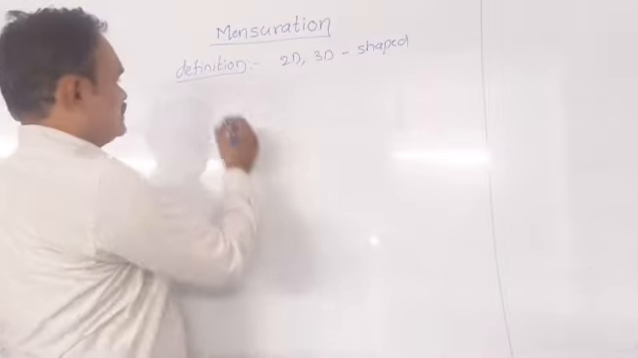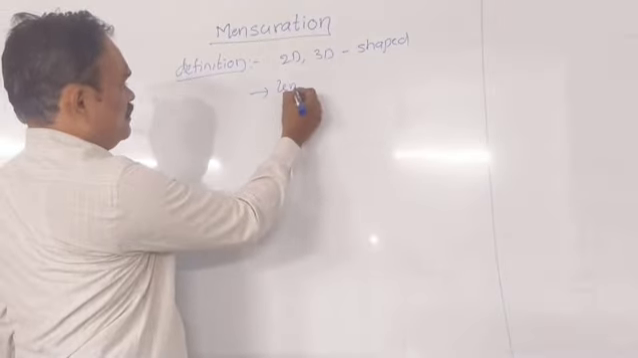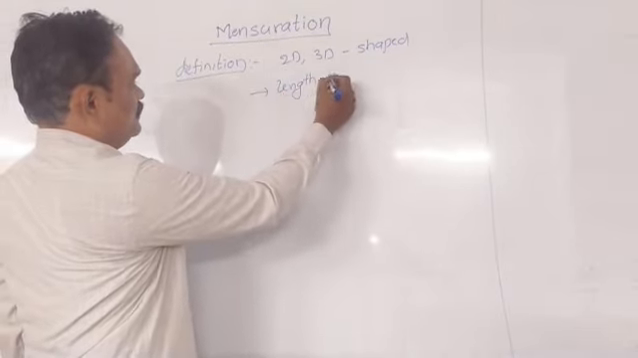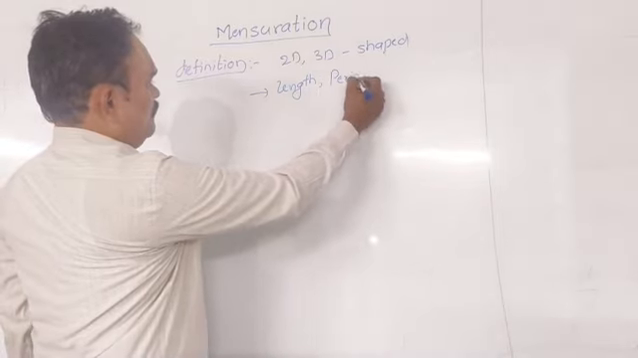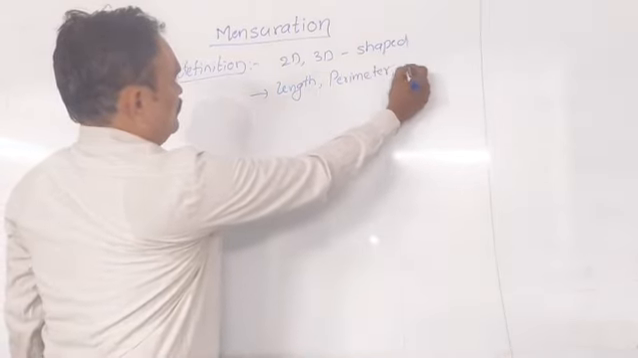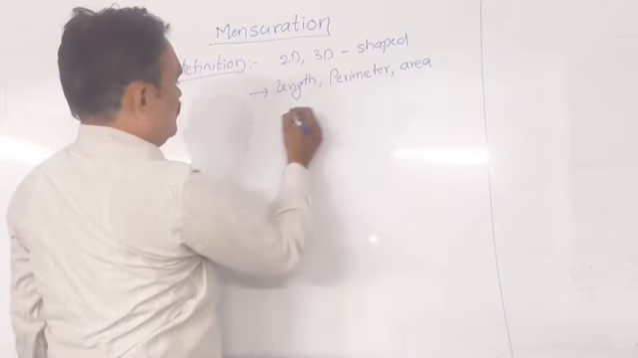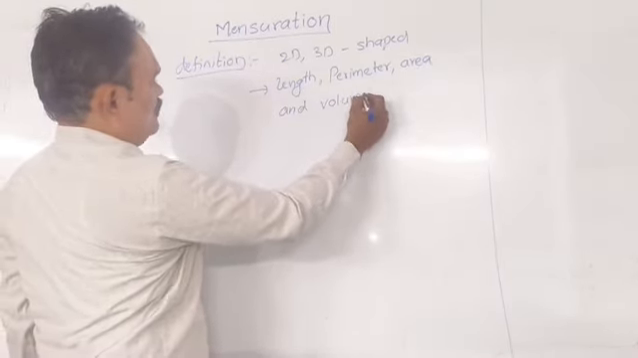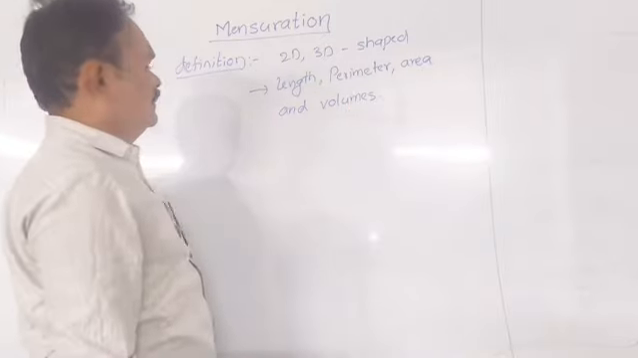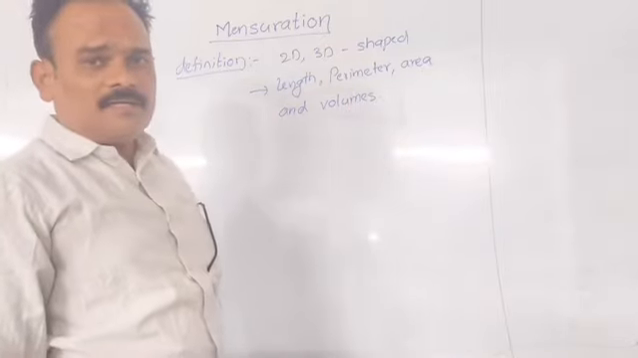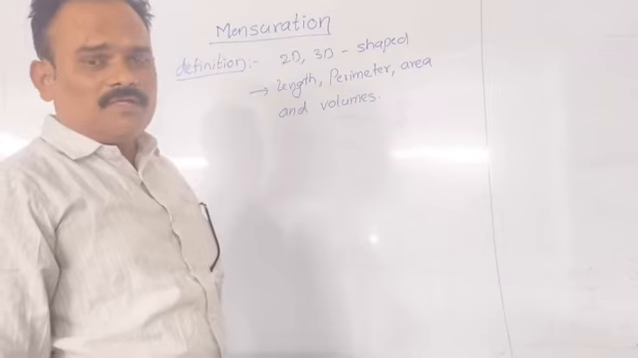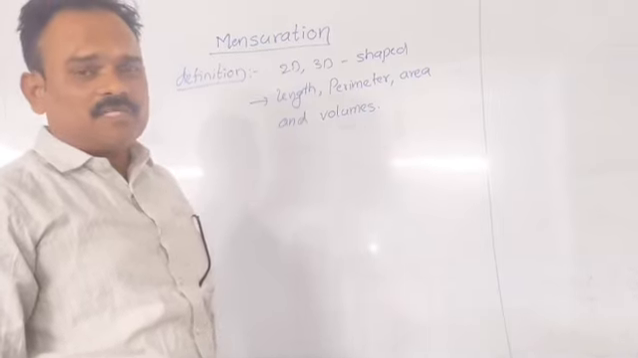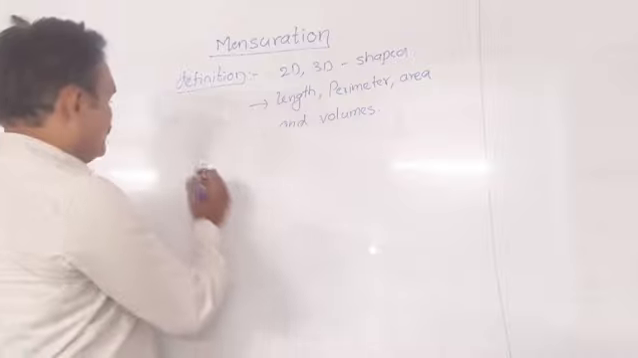What are the measurements? The measurements are length, perimeter, area, and volume. You have to find the length, perimeter, area, and volume of 2D as well as 3D shaped geometric figures.